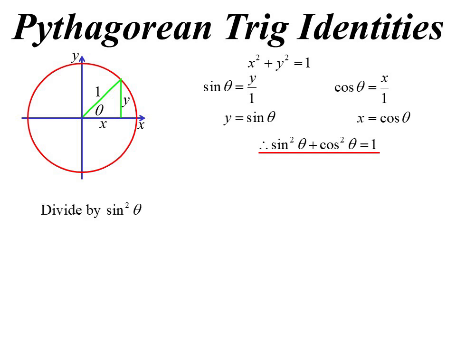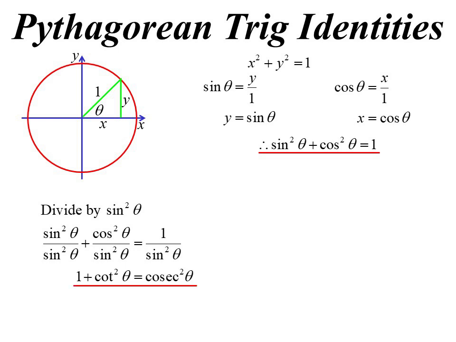Now what we do is we get that identity and say, hey, let's divide everything by sine squared. And if we do that, well, sine squared on sine squared obviously becomes 1. Cosine over sine is the same as cotan, and 1 over sine, well, the reciprocal of sine is cosec. And we get the second of our trig identities. 1 plus cot squared is cosec squared.